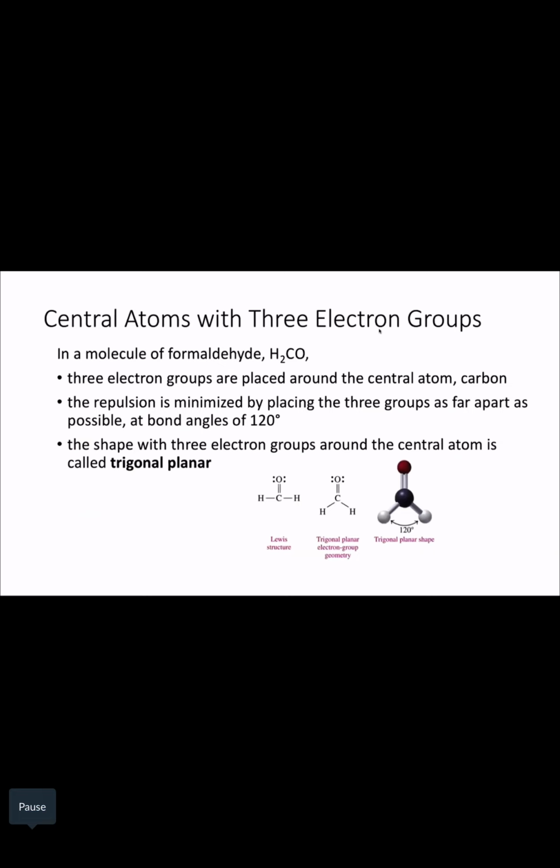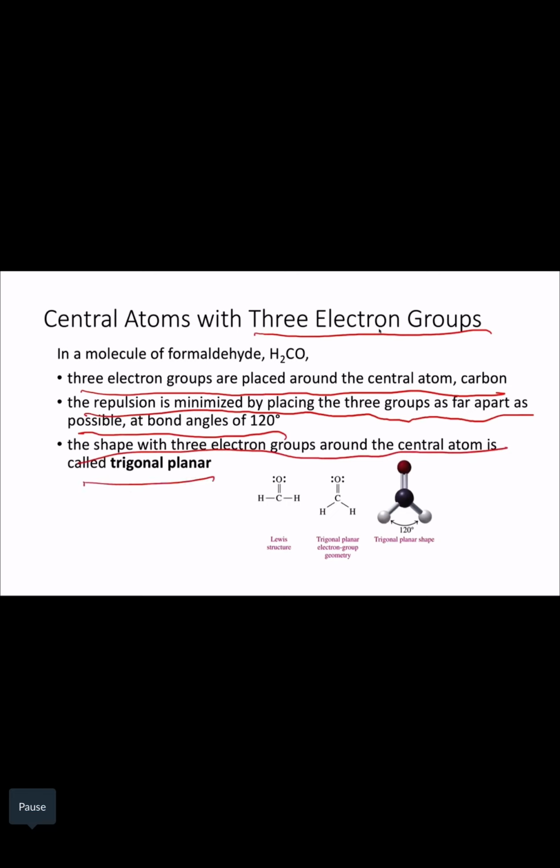Central atoms with 3 electron groups. 3 electron groups are placed around the central atom. Repulsion is minimized by placing them as far apart as possible. And the maximum bond angle we can get is 120 degrees. So the shape of the 3 electron groups around the central atom is what we call trigonal planar. The 3 atoms are 120 degrees apart. So that's going to be a trigonal planar shape.